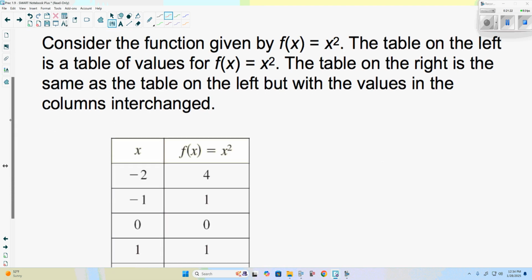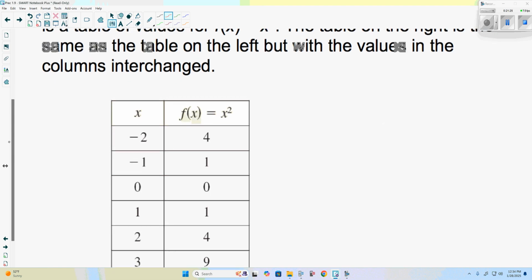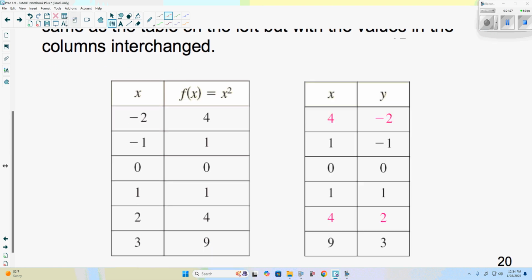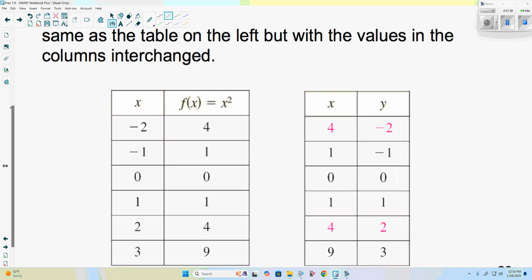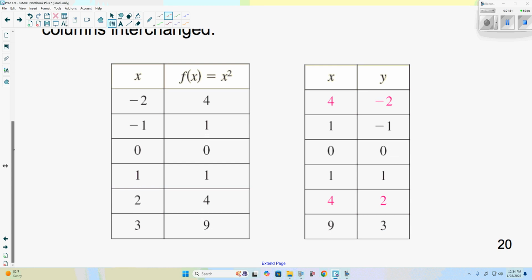Consider the table. The table on the right is the same as the table on the left. So this is its inverse. The left is the function itself. And what they're bringing attention to is this here. Because when we find its inverse, we switch those x's and y's. We get this here. This inverse doesn't pass the vertical line test, so it's not a function.